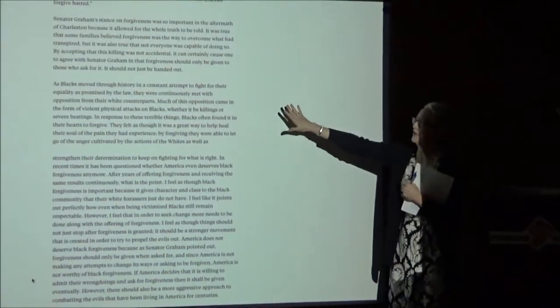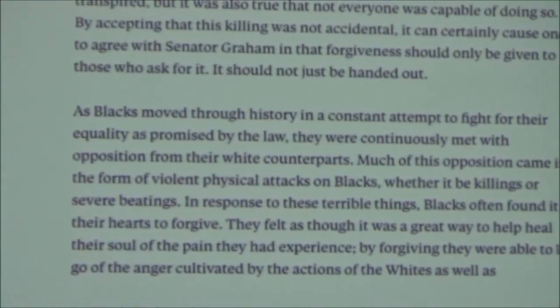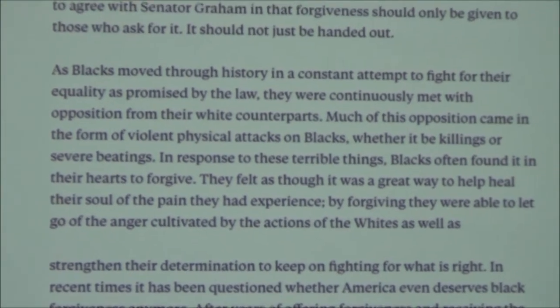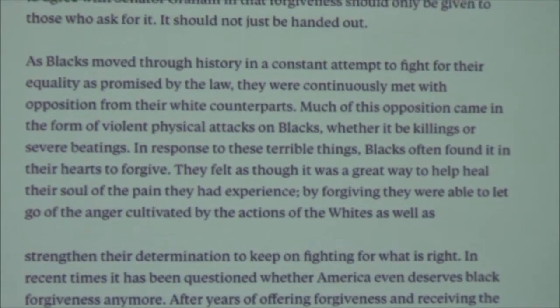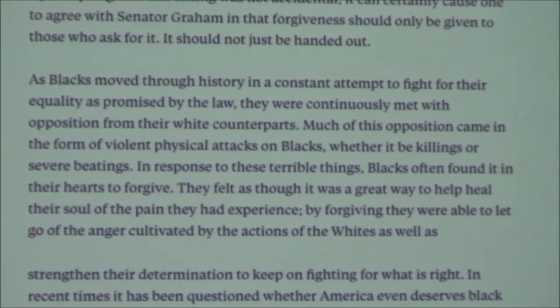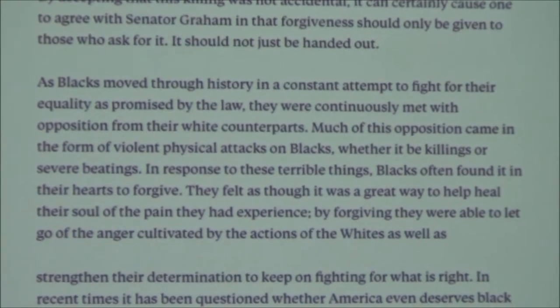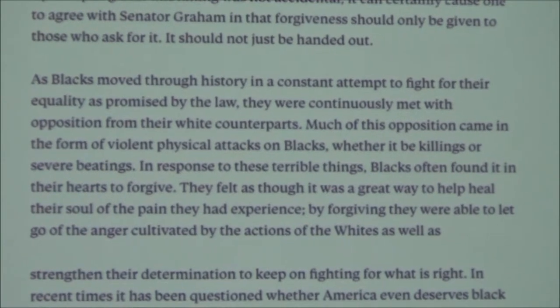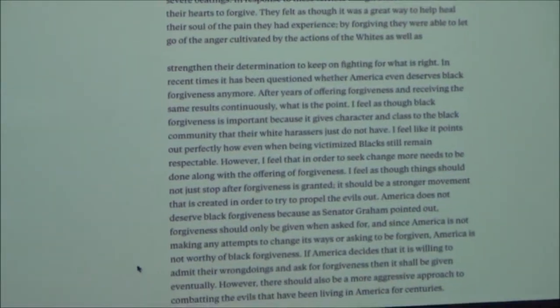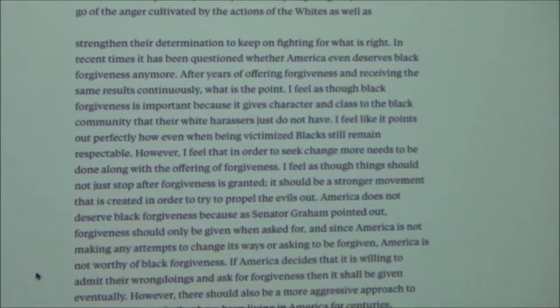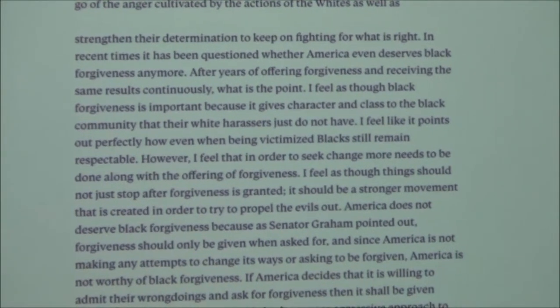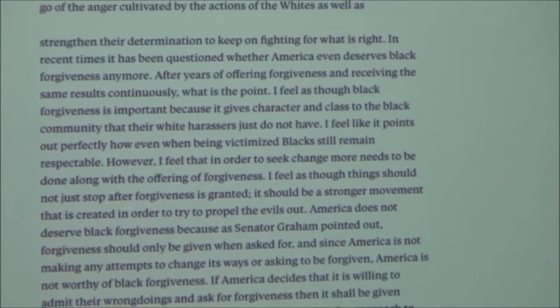So she says here, as blacks move through history in a constant attempt to fight for their equality as promised by the law, they were continuously met with opposition from their white counterparts. Much of this opposition came in the form of violent physical attacks on blacks, whether it be killings or severe beatings. In response to these terrible things, blacks often found it in their hearts to forgive. They felt as though it was a great way to help heal their soul of the pain they had experienced. By forgiving, they were able to let go of the anger cultivated by the actions of the whites, as well as strengthen their determination to keep on fighting for what is right. In recent times, it has been questioned whether America even deserves black forgiveness anymore. After years of offering forgiveness and receiving the same results continuously, what is the point?